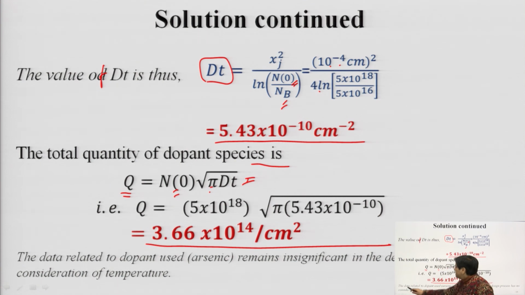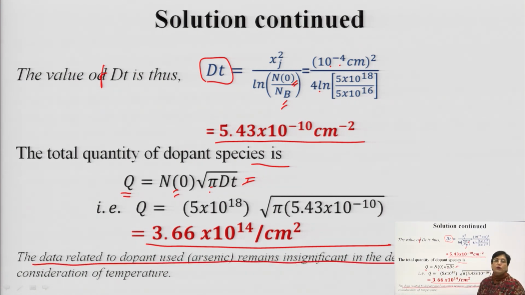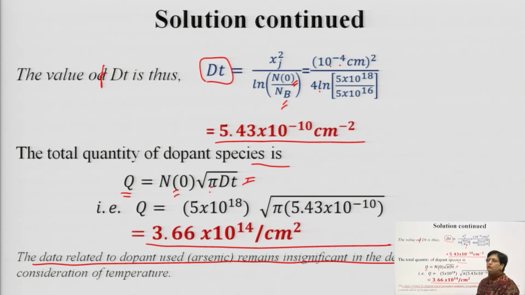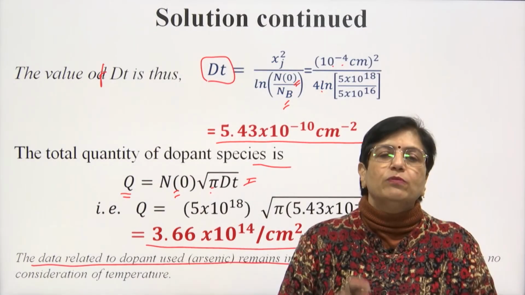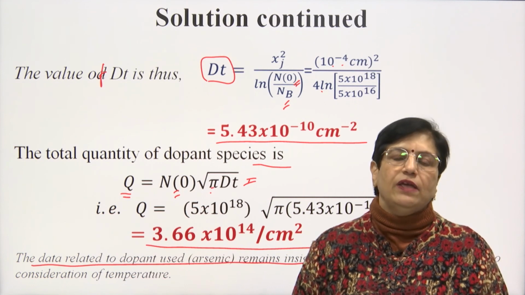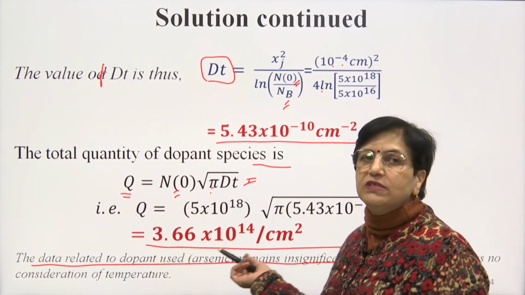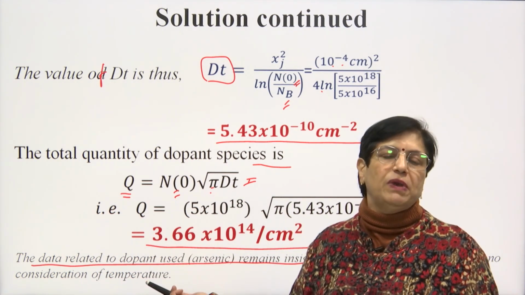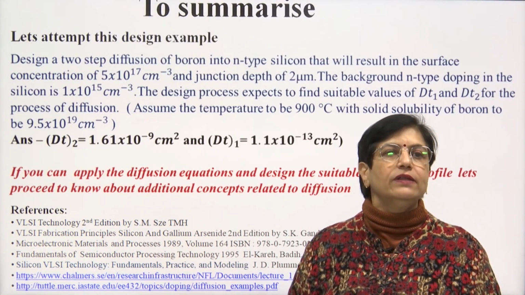Now, please understand that the data related to the dopant, that is arsenic, is not being considered over here because it is insignificant. We are not considering it; it is given just for our information, to give you an idea of how much dopant is being used. Here it was not of any concern, as the drive-in stage was already being considered, and we have applied simple equations and formulated the thing.